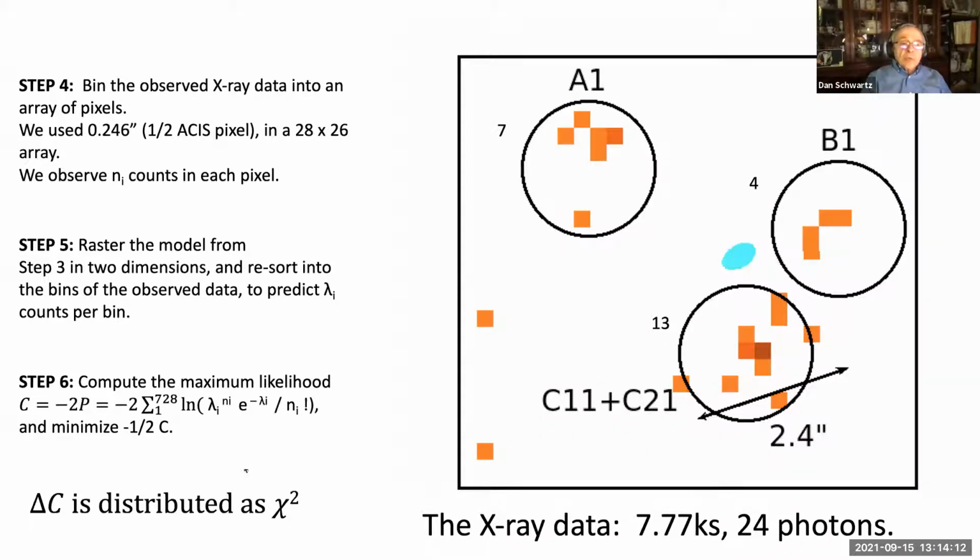Then we compute the maximum likelihood as the product of the Poisson probabilities. And we take the logs so that we have the sum of the logs. And we maximize the likelihood. In practice, we're minimizing -1/2 of this quantity C. The key fact is that this delta C is distributed as chi-square. And that's almost independent of any distribution for the individual probabilities. So that's a theorem from statistical mathematics from the 1930s, which Webster Cash published a paper on in the late 70s to apply to X-ray astronomy, where we typically have individual photons and therefore always a Poisson distribution.